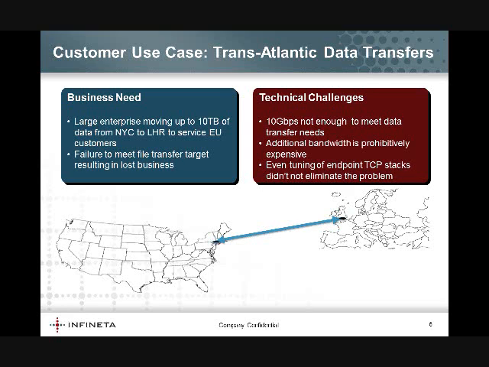This customer also tried tuning the TCP stacks on the endpoint servers, but that didn't help either. In fact, in many cases, tuning the endpoint TCP stacks made things worse.